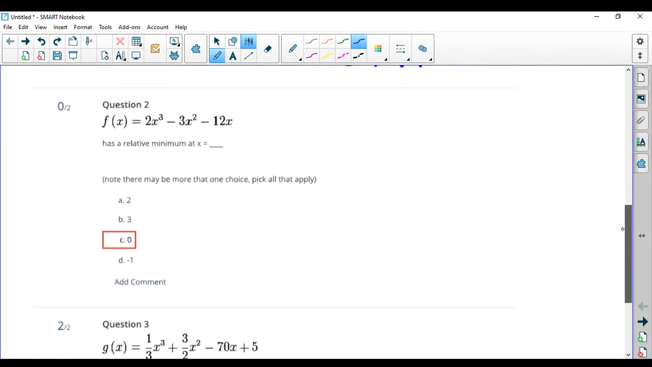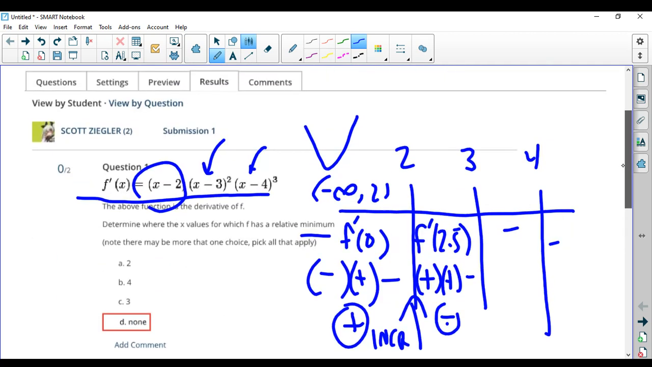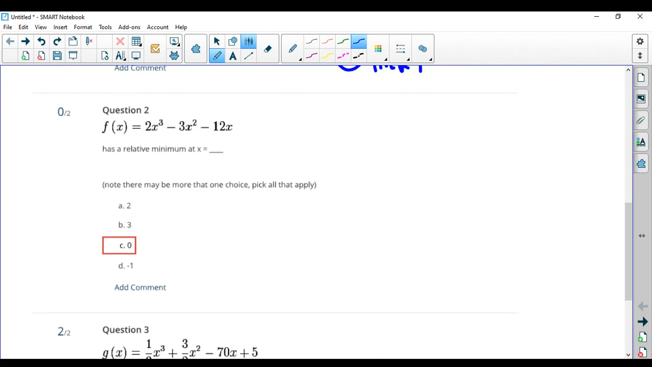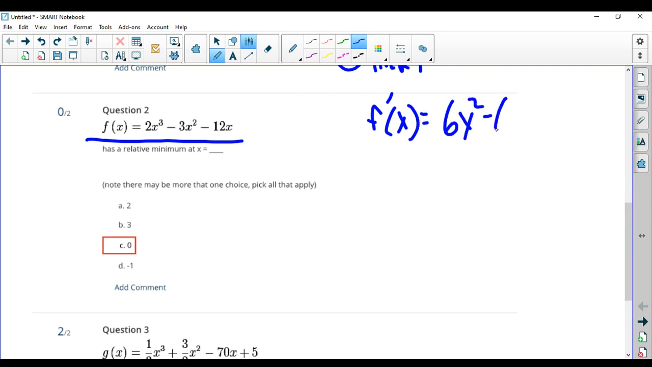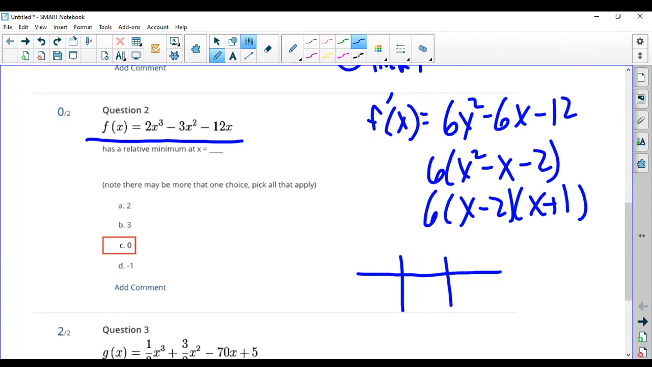So next question. This question is really the same as this question. It's asking for a relative minimum, except this is not the derivative. So you have to find the derivative, factor, and now it becomes the exact same problem as the one before it. So your zeros, your critical numbers, are at negative 1 because of that factor and 2 because of that factor.